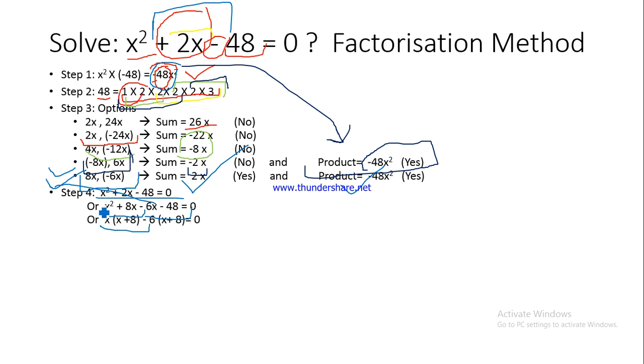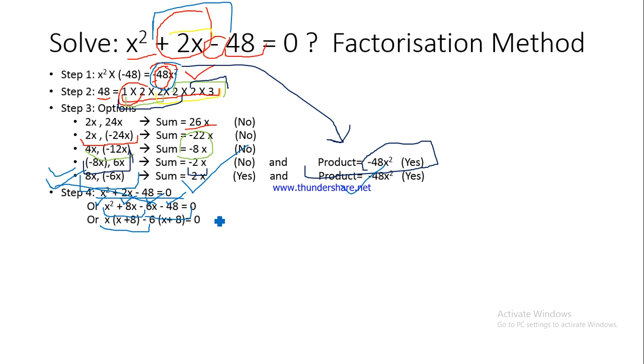X into x becomes x square, perfectly fine. And then x plus 8 multiplied together gives plus 8x, then minus 6 into x multiplied together gives minus 6x, and then minus 6 into 8 becomes minus 48. So perfectly fine. My factorization is all fine. Whatever I've taken out as common is absolutely fine.